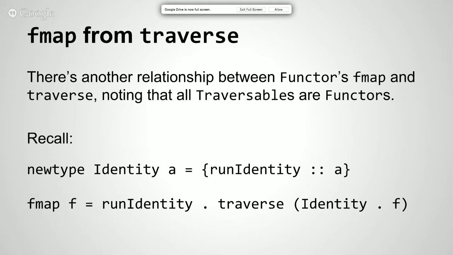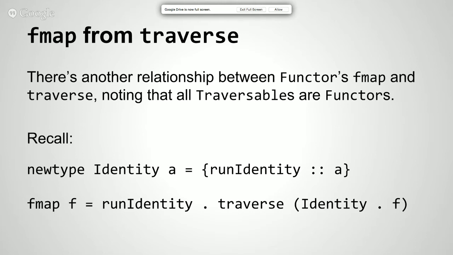You can get Functor's fmap, and you can also get Foldable's foldMap from traverse, and because I'm pedantic and thorough, we are going to. So recall the newtype Identity. Identity is a wrapper that just does nothing. It's the no-op. So as an applicative, it says, I'm a computational context that does nothing. And as a monad, it says, I'm a computational context that does nothing.